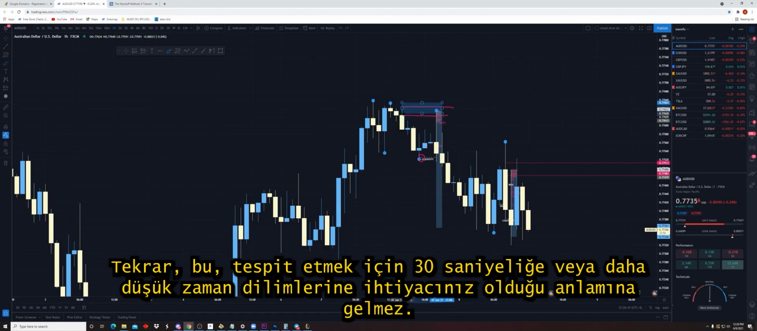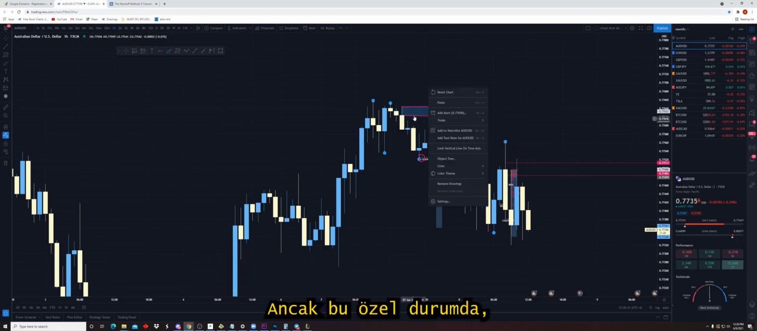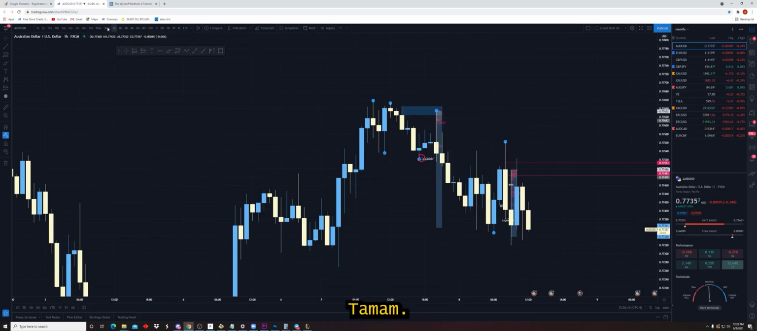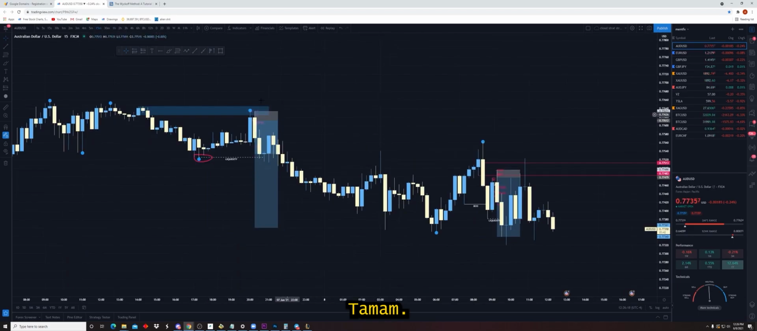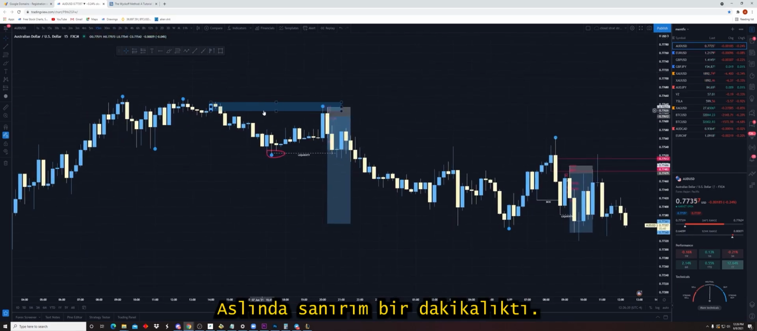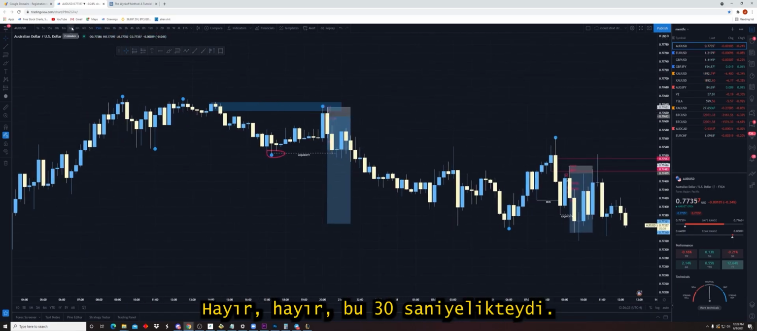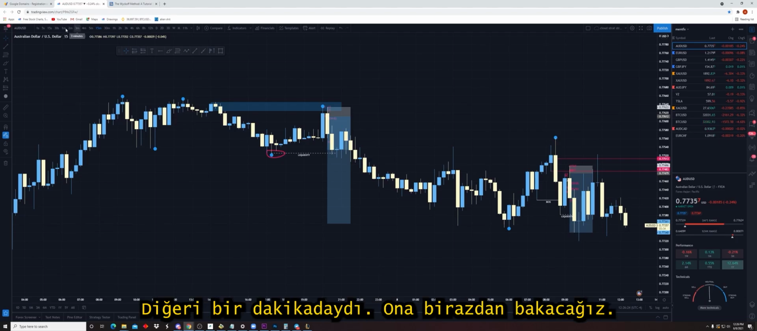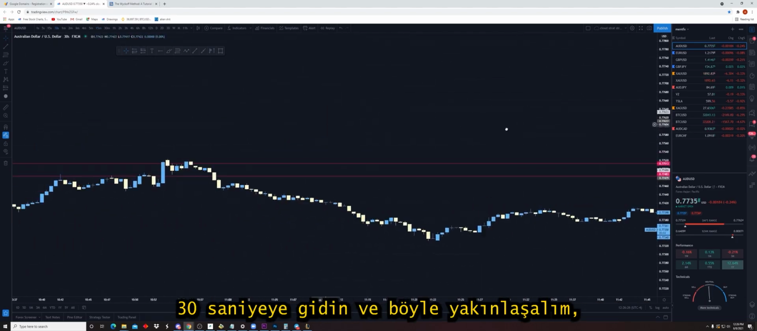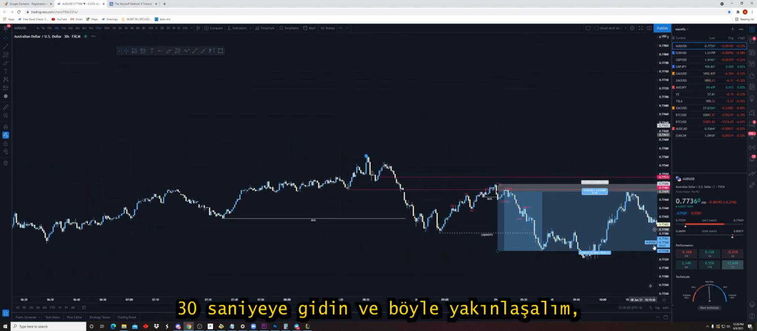So you can refine this very simply to that wick. What we do is wait for that point to be tapped before we look for confirmations. Now, because we're on a much lower time frame, we have to spot the schematic on a lower time frame. Again, this does not mean you need the 30-second or lower time frames to spot them, but in this specific case, it was the 30-second on which the schematic itself was spotted.